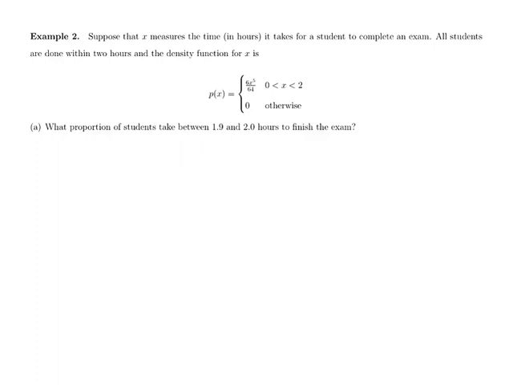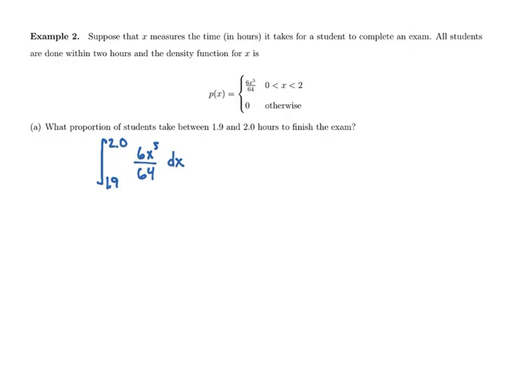So the first question here is, what proportion of students take between 1.9 and 2 hours to finish the exam? Note that this has nothing to do with mean and median, but is simply an integral problem. This is from 7.1, that we can find this proportion, this percentage, this probability by looking at the integral from 1.9 to 2 of the density function 6x to the 5th over 64 dx.